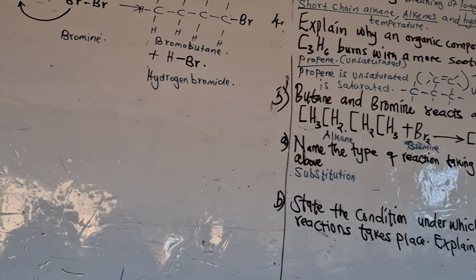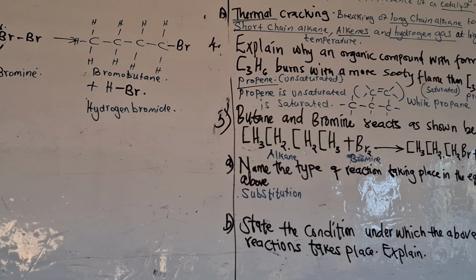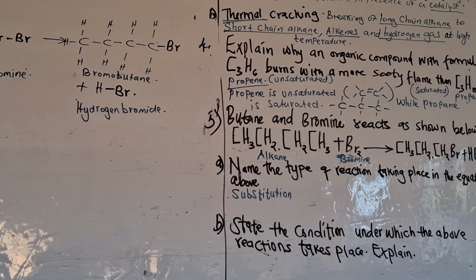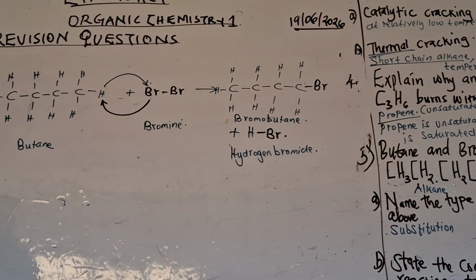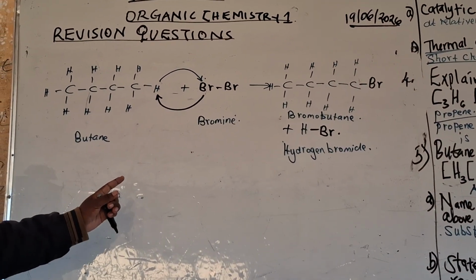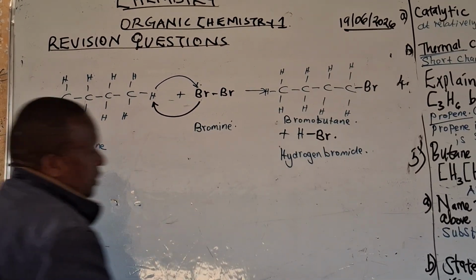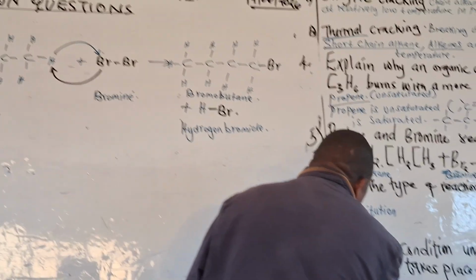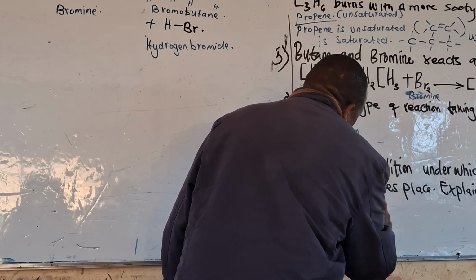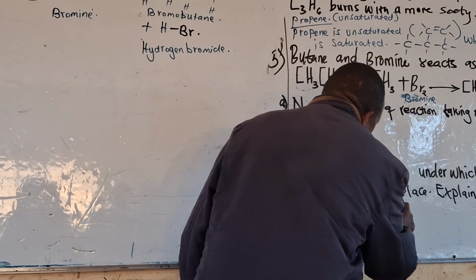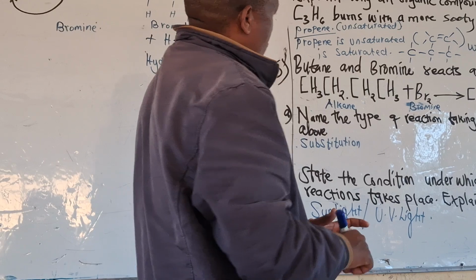I hope you have seen how the substitution has taken place. Yes. B. State the condition under which the above reactions takes place. Now, this reaction will not take place in the dark. What is required? Sunlight. Very good. So the condition required here is sunlight, and sunlight is also referred to as UV light. That's the other name.